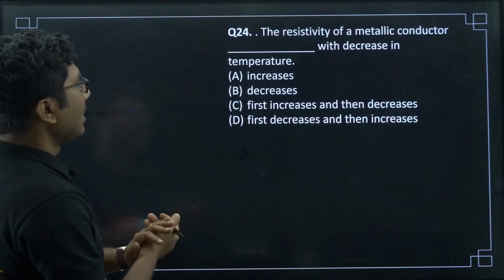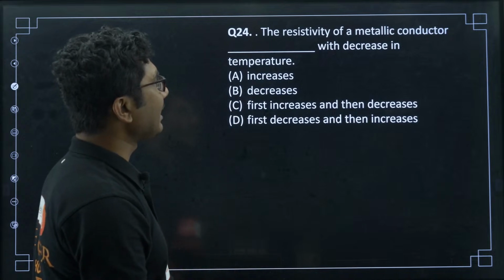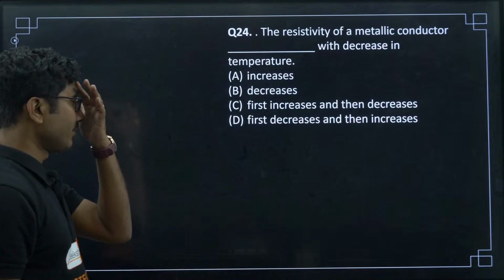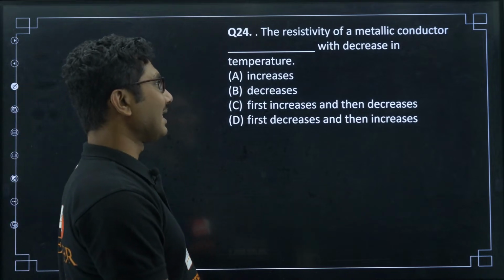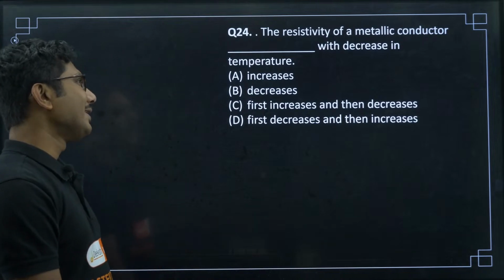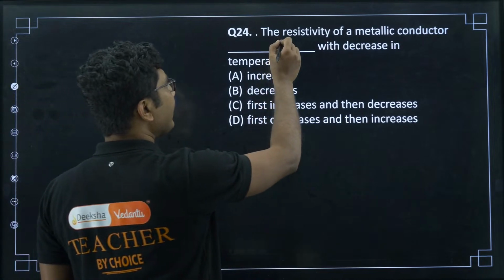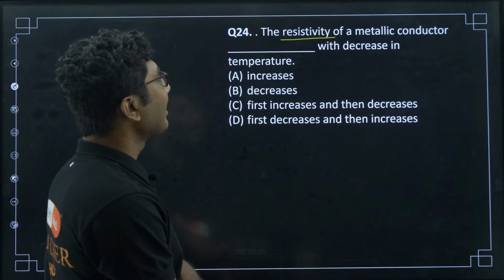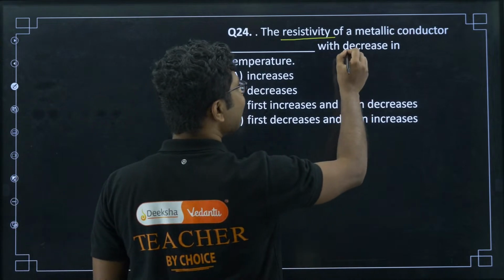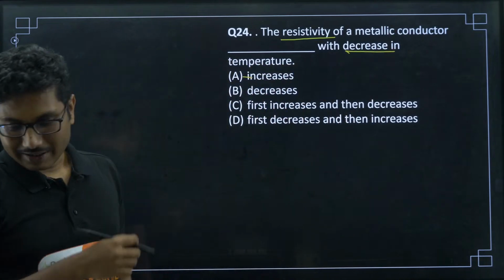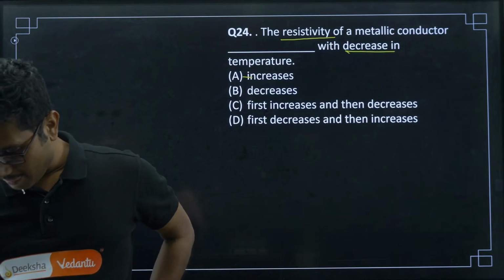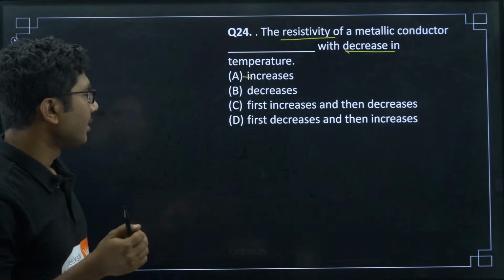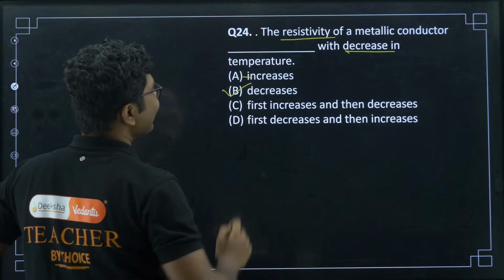Next question. The resistivity of a metallic conductor dash with decrease in temperature. Okay. So, resistivity of a metallic conductor decreases with decrease in temperature. Now, it is talking about resistivity directly, an easy question. The only thing you have to consider is the decrease in temperature. If you understand that, then you can answer. 24B as usual, very fast, yes. So, 24B is the answer.